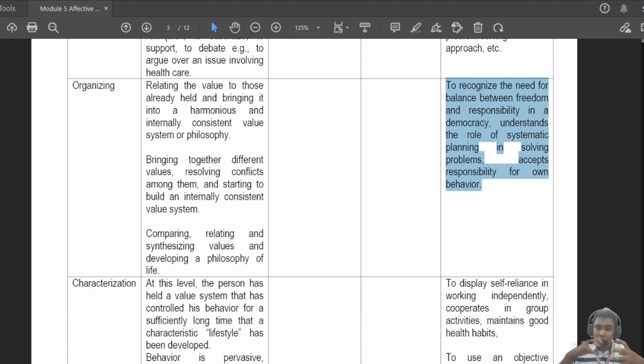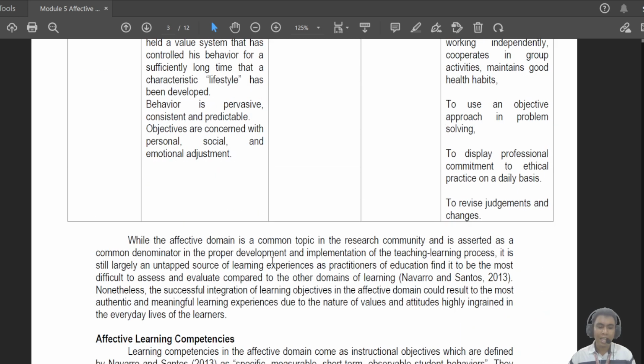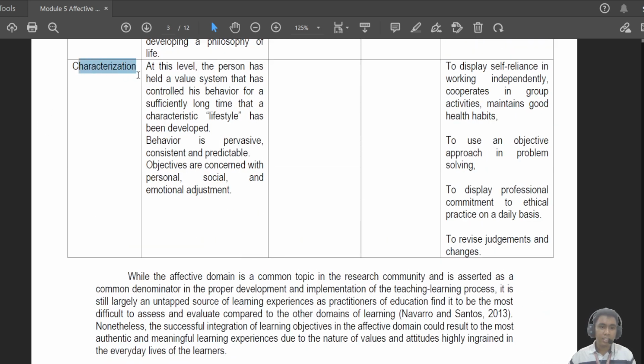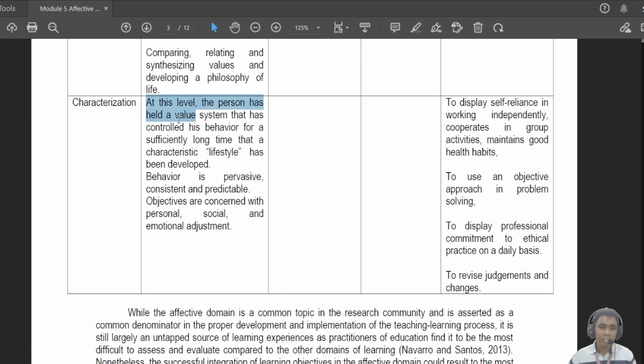Alin yung mga values na pwede mong kunin, alin yung mga actions na pwede mong gawin pa na nililimitahan ng karapatan ng iba. Okay, so that is organizing. And then the highest level is characterization. So at this level, okay, the person has held a value system that has controlled his or her behavior for a sufficiently long period of time.